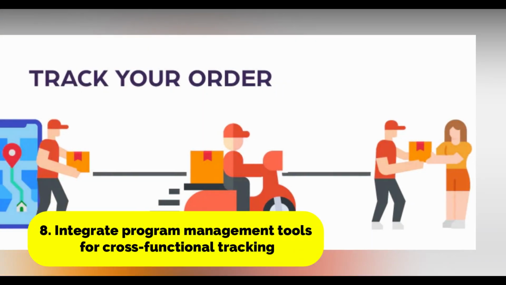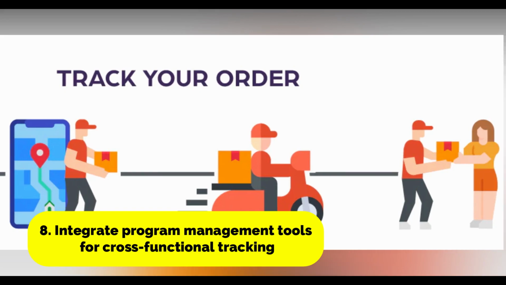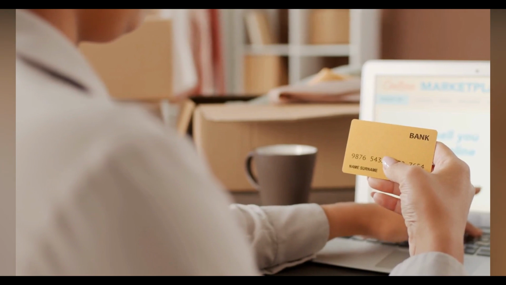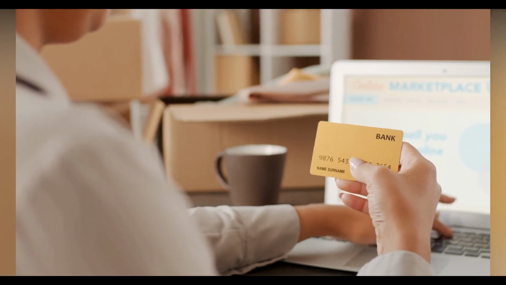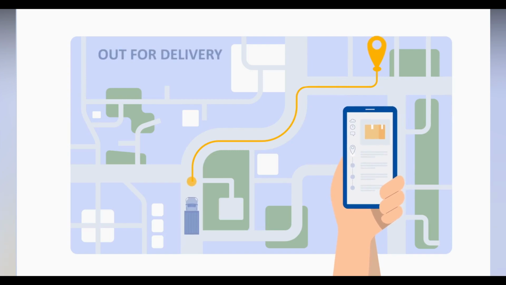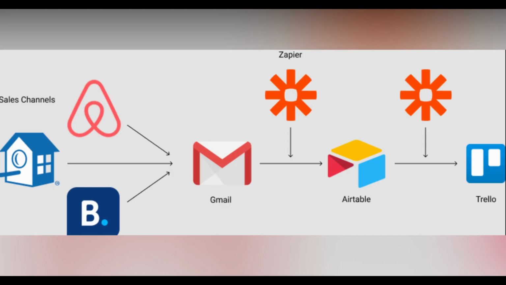Number 8. Integrate program management tools for cross-functional tracking. By integrating your Shopify store with project management tools, you can keep track of your cross-functional projects, sales and marketing activities, customer management, etc. Tools to use: Slack, Trello, G Suite, Airtable.